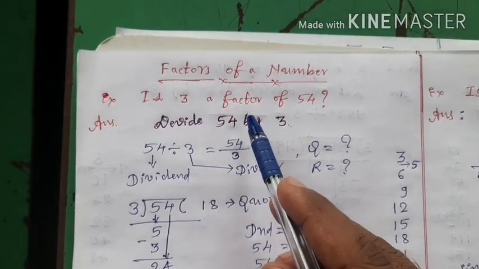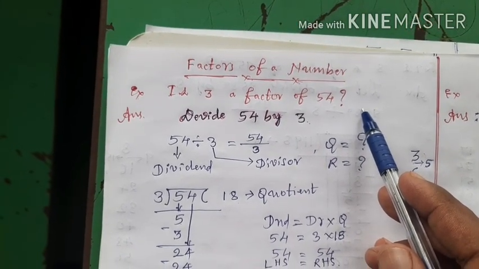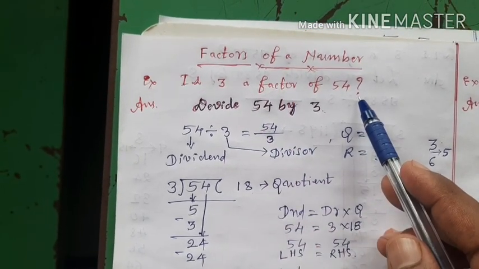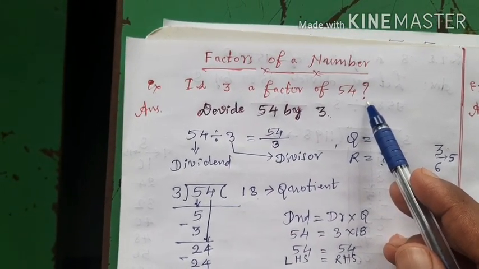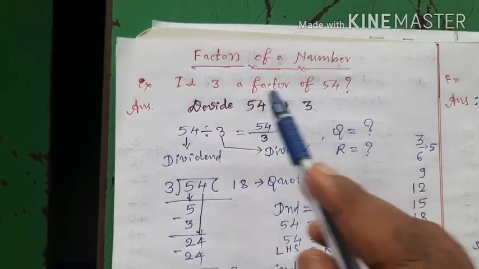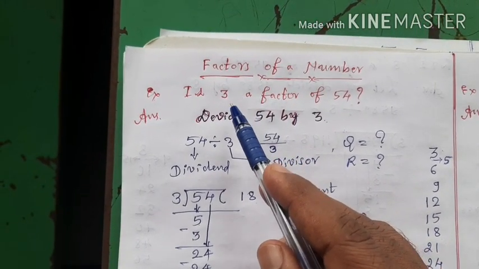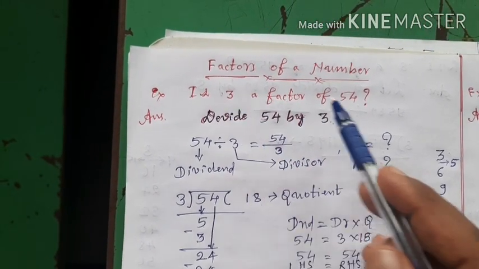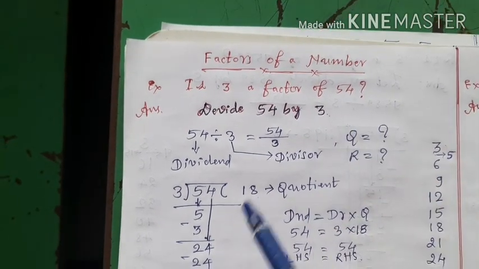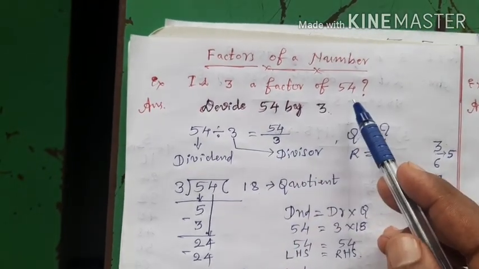Is 3 a factor of 54 is the question here. To understand whether 3 is a factor of 54 or not, we should carry out the division operation. Divide 54 by 3. If you get remainder 0, then 3 is a factor of 54. If the remainder is not 0, then 3 is not a factor of 54.